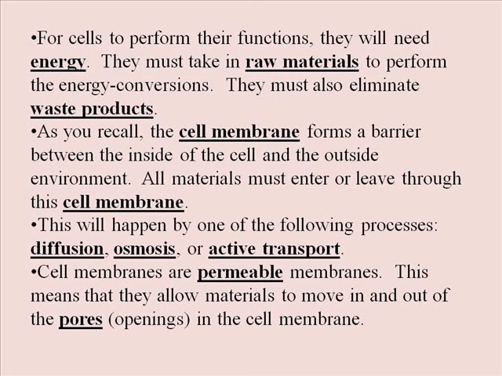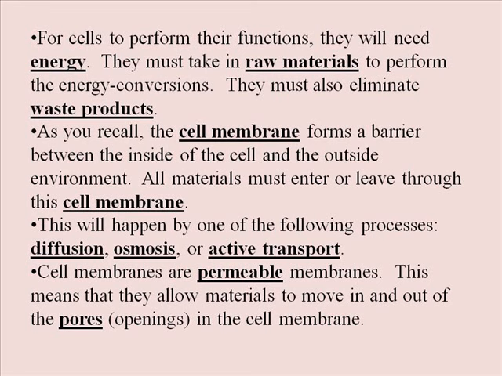So in note taker 7, we talked about the cell membrane being the bouncer of the cell. It forms a barrier between the inside and the outside of the cell, and the cell membrane is what gets to decide what can come into the cell and what has to leave the cell. So in the processes that we're going to talk about on this note taker, the cell membrane is going to be the vital cell part for any of these processes to happen.